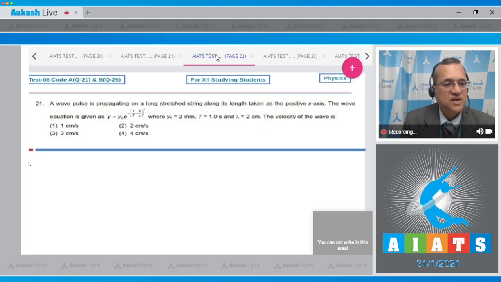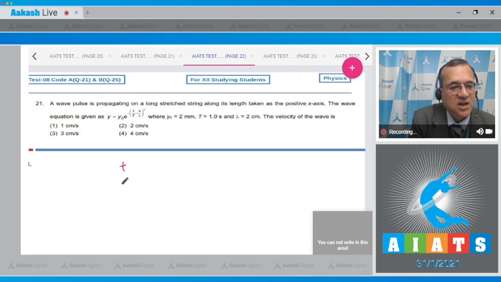Question number 21 says that a wave pulse is propagating along a stretched string along its length, taken as the positive x-axis. The wave equation is given by this. The pulse is moving with y naught equal to 2 mm, T is 1, and lambda is given as 2 centimeter. Find the velocity of this wave. Now dear student, we have to look into this one.